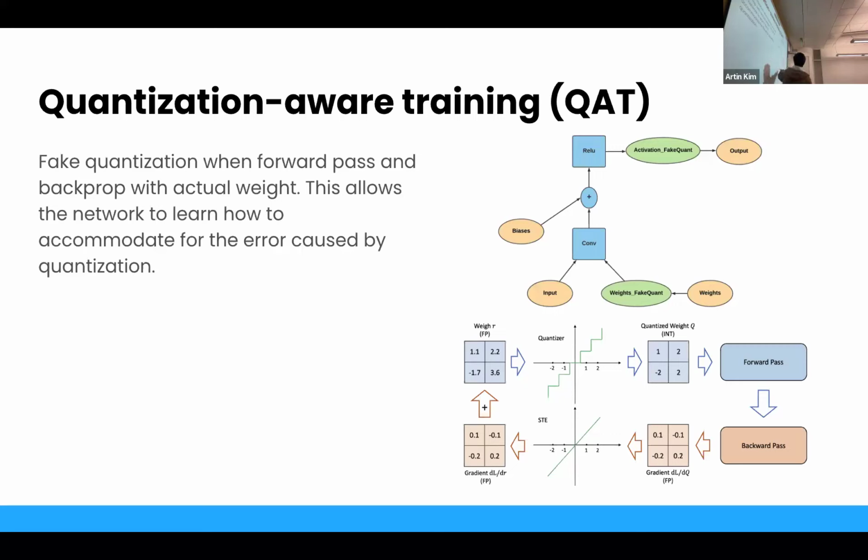So you have your actual weights, you quantize them, and then you do a forward pass and a backward pass. It's having the model learn how to account for if and when you are going to quantize it and have that error.